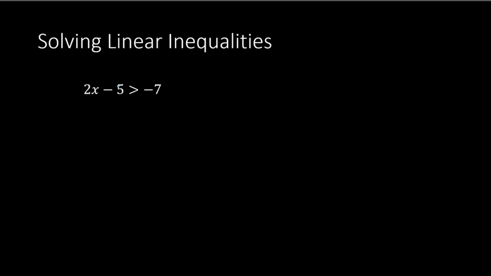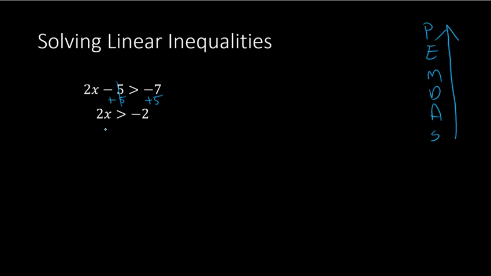So here's an example where we must solve this linear inequality. To do this, we go through the same steps as we would with an equation. When you solve, you must work in reverse order of operations. So you have to take care of the minus 5 first, and you do that by adding 5 to both sides. Now we have 2x on the left, and then negative 7 plus 5, which is negative 2 on the right. So we took care of the subtraction. Next we take care of the multiplication by dividing both sides by 2. Now we have x on the left, negative 2 over 2 is negative 1 on the right. So your answer is x is greater than negative 1.